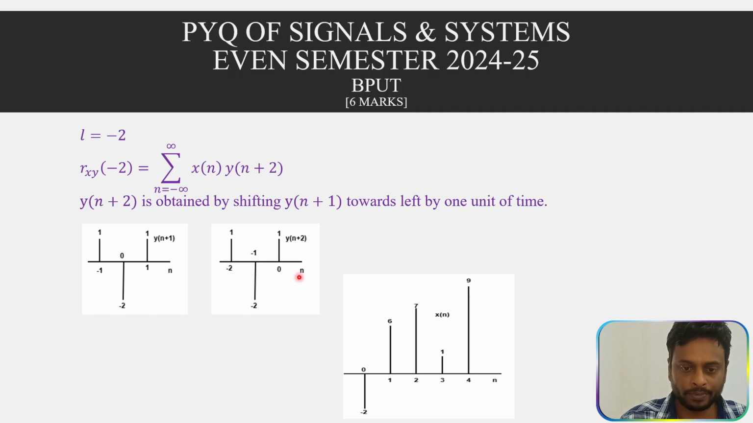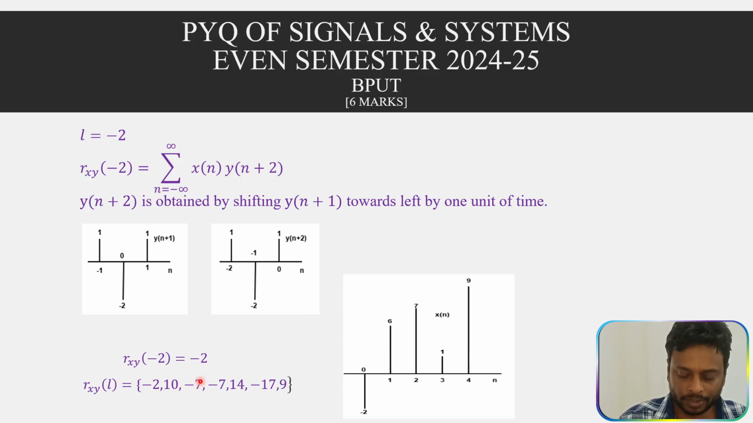It will be multiplied with x of n. So let us check that. So what is multiplied? We can see at -2 there is no value, at -1 there is no value. So we only have 0 at 1. So it is 0, it is -2. It will be -2. Okay. So we have got all the values. So this is our result.